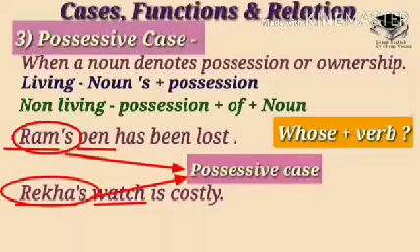Okay, clear? Like this, whose pen? Ram's pens. Whose was? Rekha's was. So Ram's pens and Rekha's was, both sentences are known as possessive cases. In the first sentence Ram's is the possessive case, and in the second it is Rekha's.